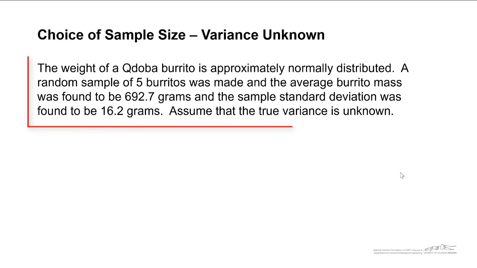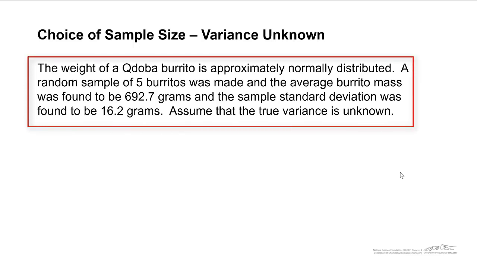Let's go through an example. The weight of a Qdoba burrito is approximately normally distributed. A random sample of 5 burritos was made and the average burrito mass was found to be 692.7 and the sample standard deviation was found to be 16.2. Assume that the true variance is unknown.